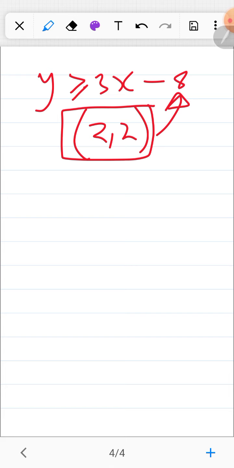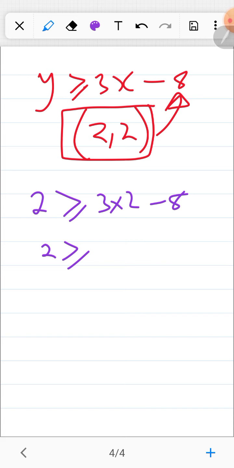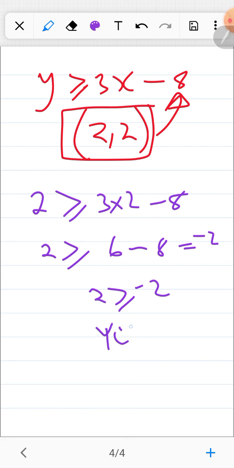So when I substitute for the x and y values, the y value is 2, the x value is also 2, so it's 3 times 2 minus 8. So you're asking yourself, is 2 greater or equal to 6 minus 8, which is negative 2? So you're asking yourself, is 2 greater or equal to negative 2? For this case, the answer is yes. Since the answer is yes, that means this point is a solution to that inequality.